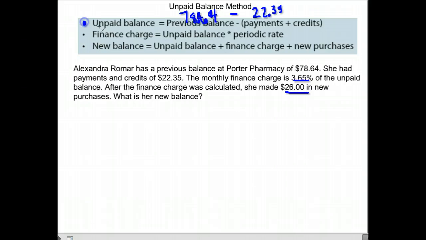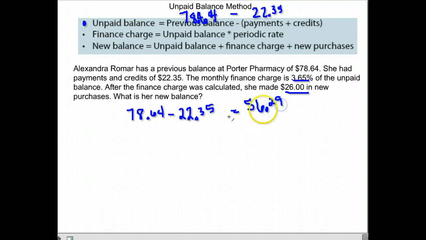We're using the unpaid balance method, so the first thing we have to do is find the unpaid balance. So just like we have up there, we take the previous balance of $78.64. We subtract her payments and credits of $22.35. Okay, that gives us $56.29 as her unpaid balance. Next, we need to find that finance charge.